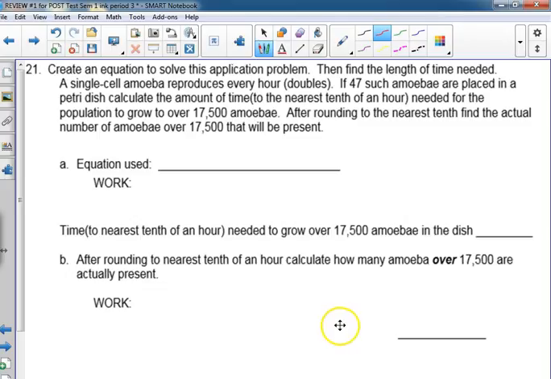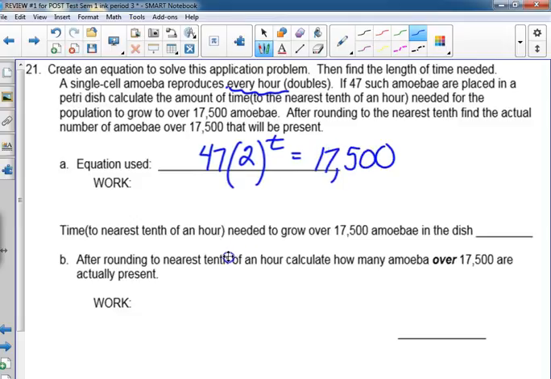All right, this problem should look vaguely familiar as well. It's interesting because I made this question hard for you guys. This is way easier than what we did on all the tests and quizzes because it says every 1 hour. So it's just 47 were placed in a dish. They are doubling every hour. That's it. And we want it to reach 17,500. Okay, what do we have to do first? So we have 17,500 over 47. I'm just going to leave it.